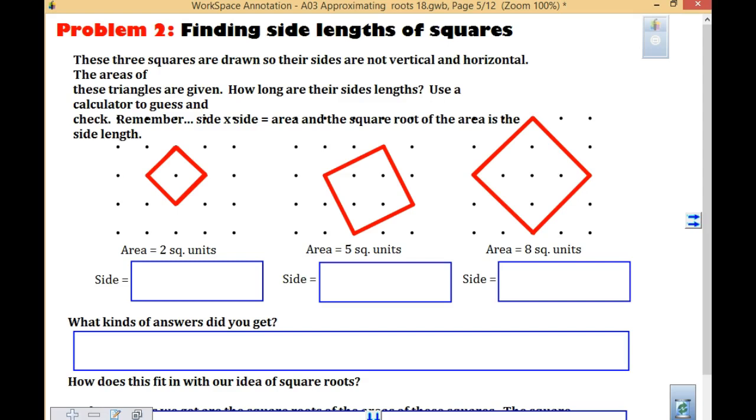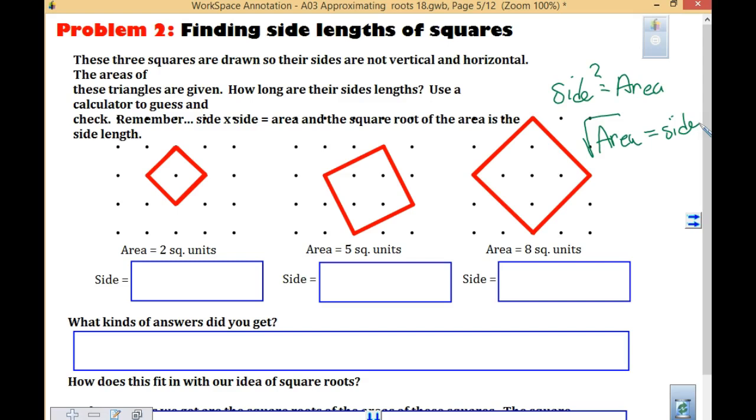Use your calculator to guess and check. Remember, side times side equals area, and the square root of the area equals side. So, remember, side squared, please write that at the top here, equals area. And the other thing we want to write is that the square root of our area is equal to the side.